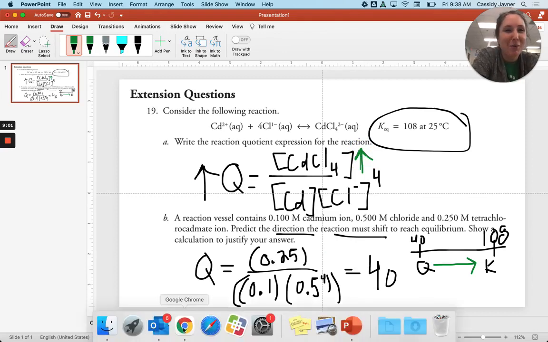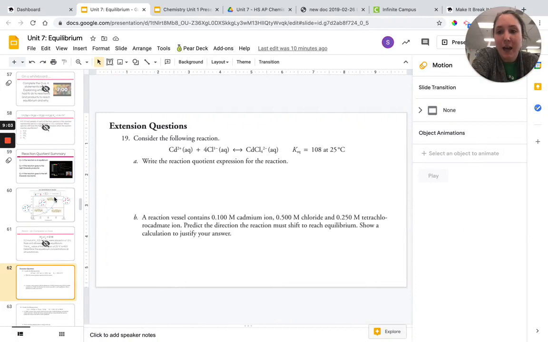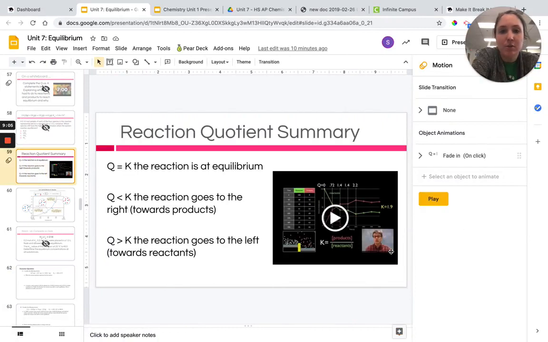So those are a couple examples of some Q versus K. I'll post this additional video. This is a really good summary. So if you're needing a little more information, please go ahead and watch that.